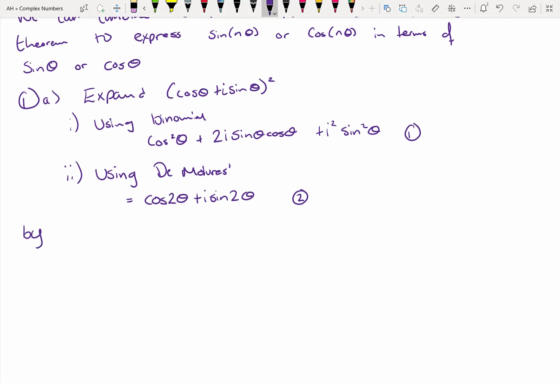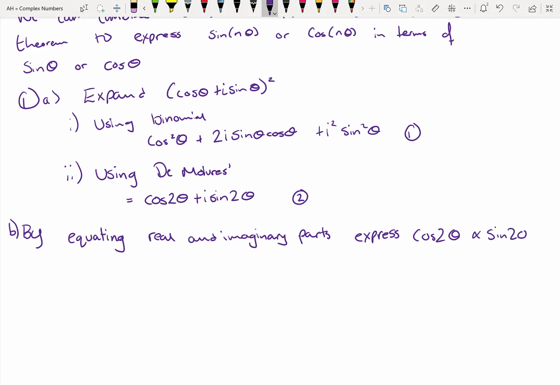What we're going to do, in part B here, so that should be capital B, by equating our real and imaginary parts, we are going to express cos 2 theta and sine 2 theta in terms of sine theta and cos theta. So what are we doing?